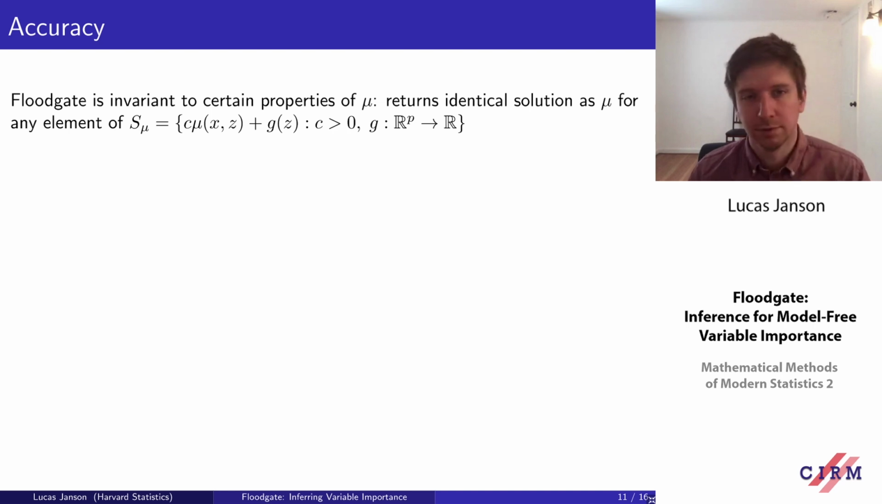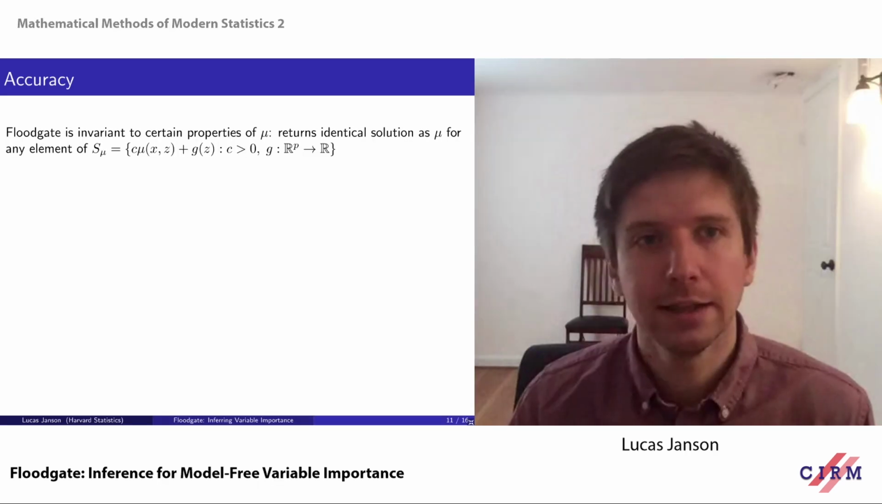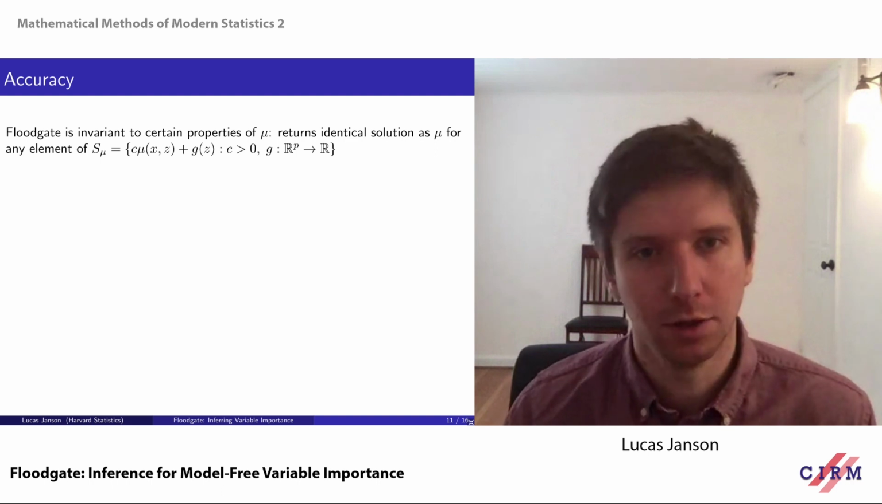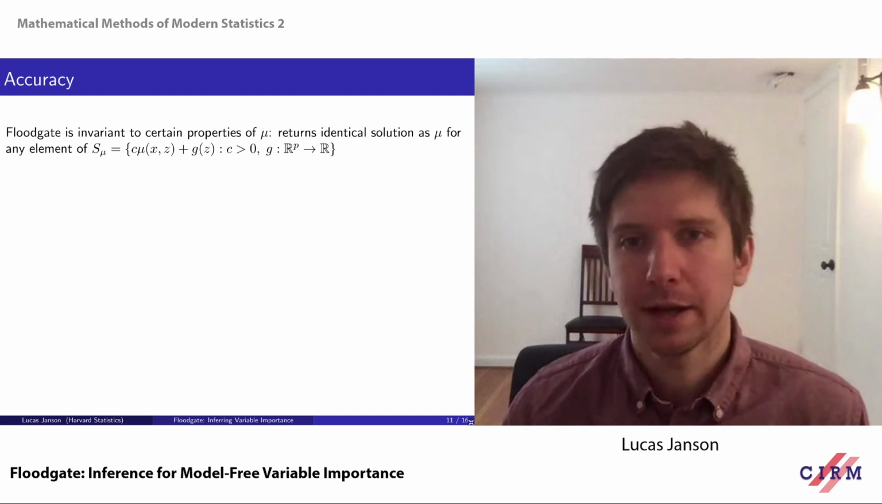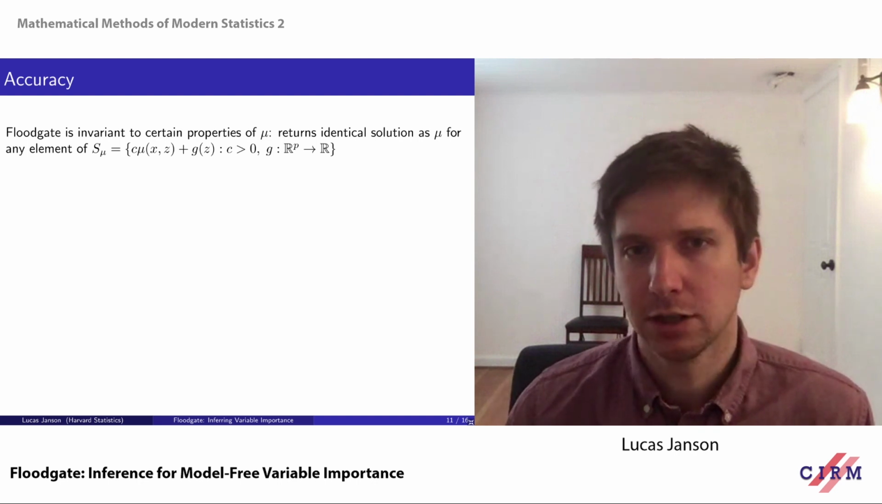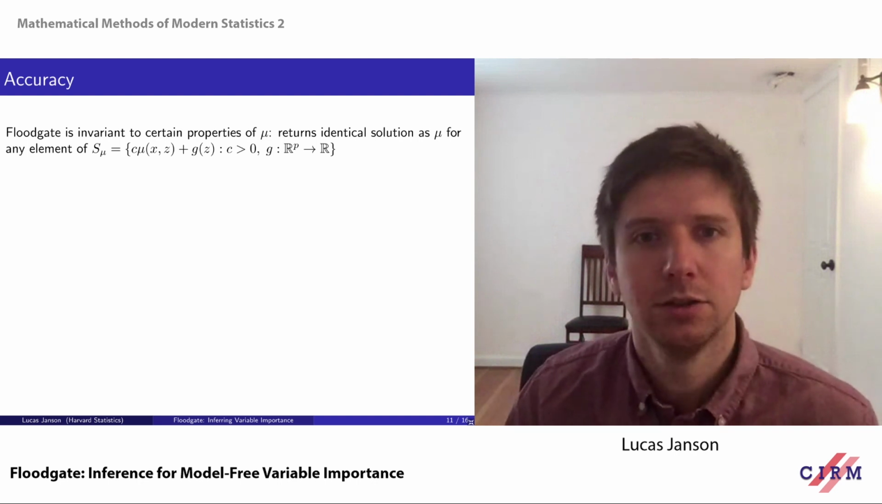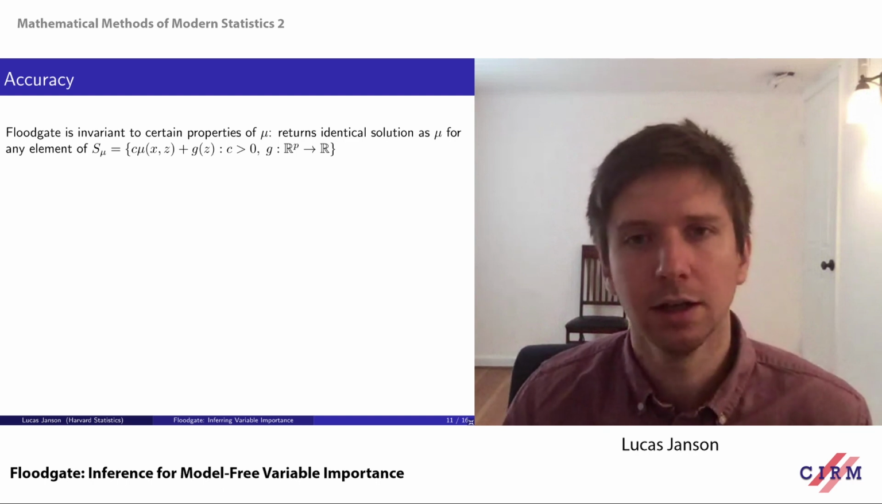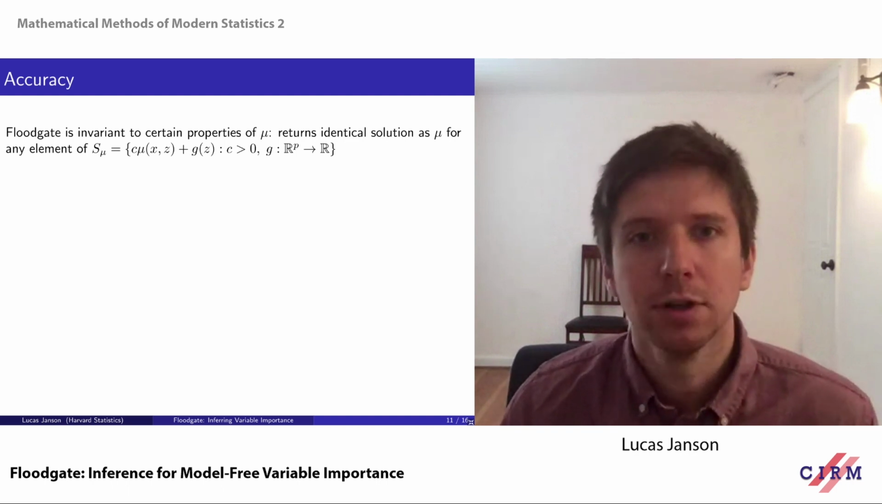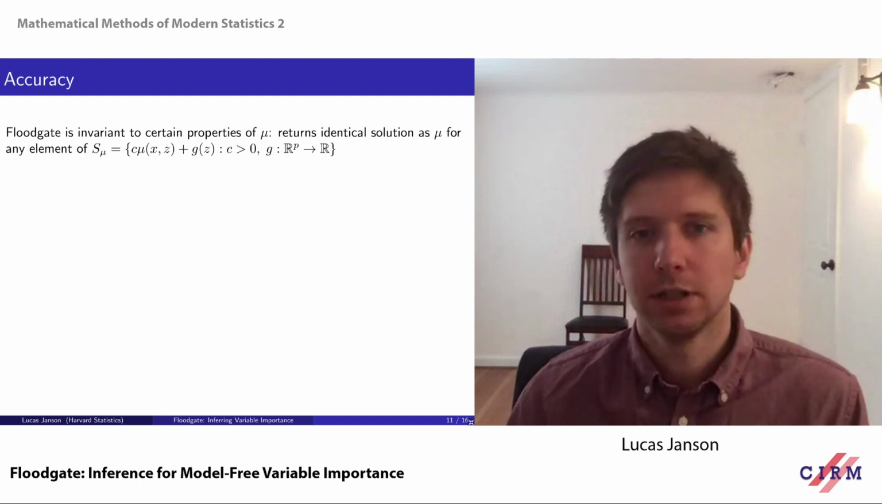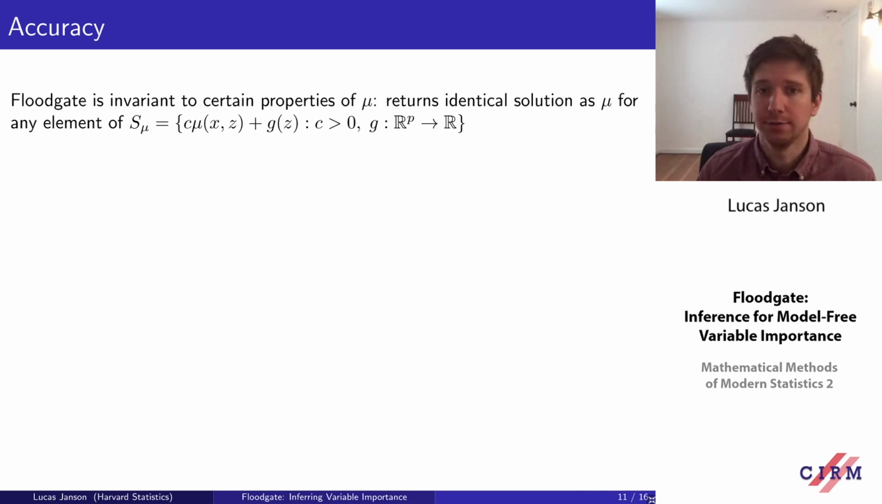And one of the first questions we might ask is, once we have it valid, can we say anything about its accuracy? How narrow is this lower confidence bound? And to talk about that, I need to point out that actually Floodgate is completely invariant to changing mu in certain ways. In particular, if you replace mu with any member of this equivalence class, where you can take mu and add any function that's just a function of z, and you can multiply it by any positive constant, all of those mu's will return the exact same solution from Floodgate as if you plugged in the original mu. So this is an equivalence class for each mu.